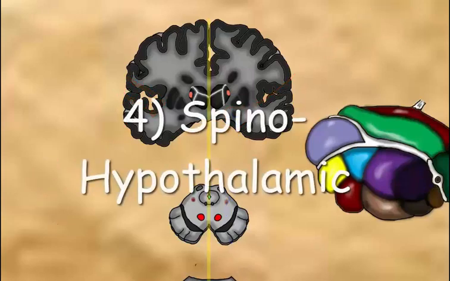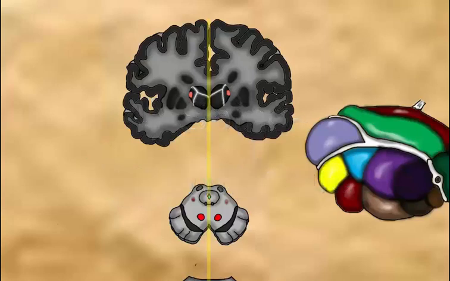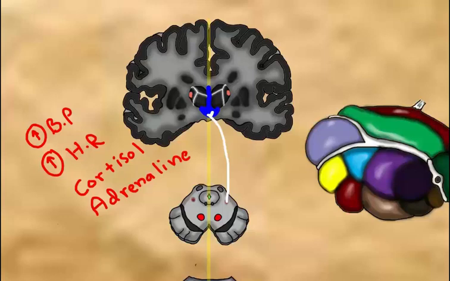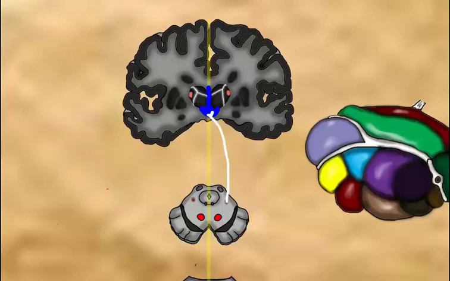Spinohypothalamic tract. In the spinohypothalamic tract, fibers synapse with the nuclei of the hypothalamus, triggering the sympathetic fight or flight reflex. For example, during severe pain, there is a higher blood pressure and heart rate compared to the resting state. The hypothalamus also triggers the adrenal gland to synthesize and release stress hormones like cortisol and adrenaline.